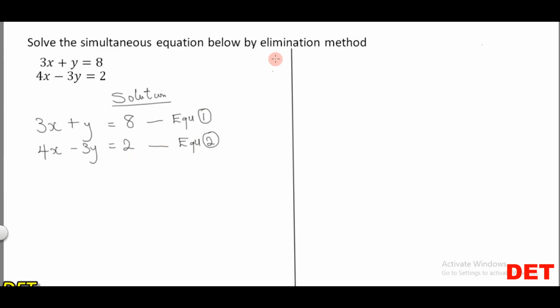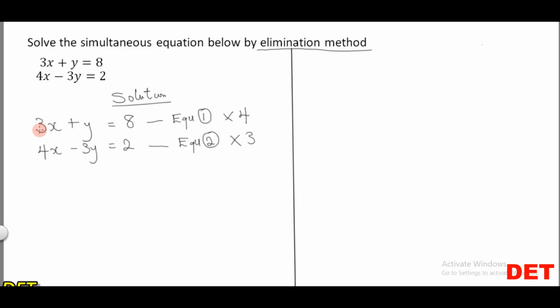We're asked to solve by elimination method. So by elimination method, we'll have to eliminate the first entity, which is 3x and 4x. How do we eliminate this? We'll multiply equation 1 by 4, and this 4 is from the second equation. Then we'll multiply equation 2 by 3, and this 3 is from the first equation.